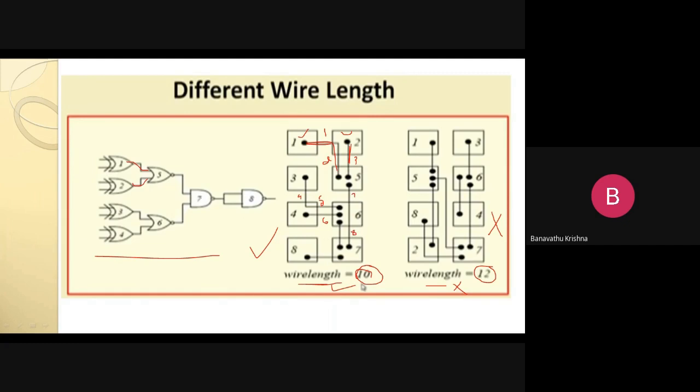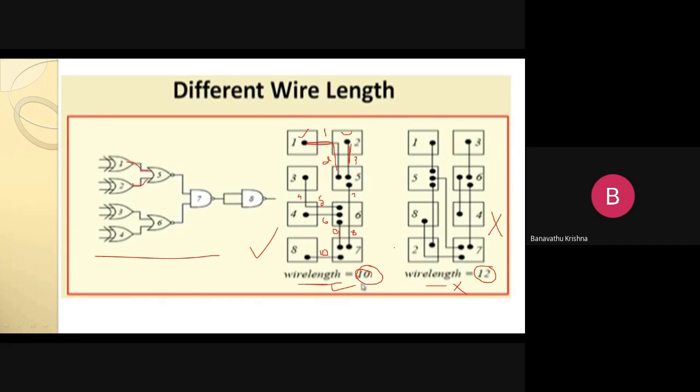And then 7 to, and then 6 to 7. 6 to 7 is another case. This is the 9th case, right? And 7 to 8, finally 7 to 8. This is the 10th wire. Okay, this is the wire length here.